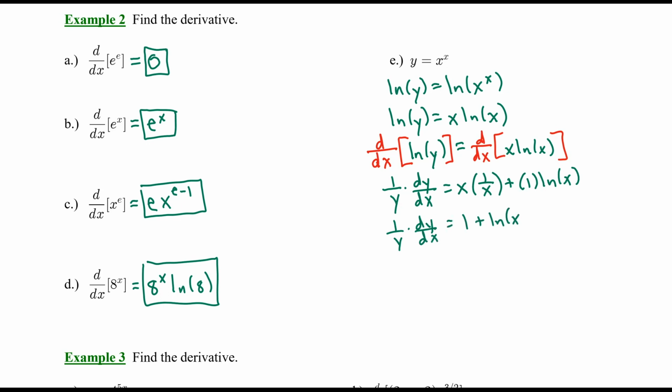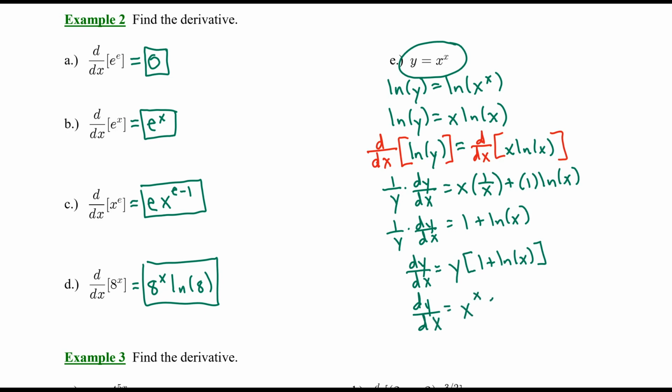We can solve for dy over dx by multiplying both sides by y. And then we're going to replace y with its expression in terms of x. So we're going to replace y with x to the x power times 1 plus natural log of x. So the derivative of x to the x looks like x to the x times 1 plus natural log of x.